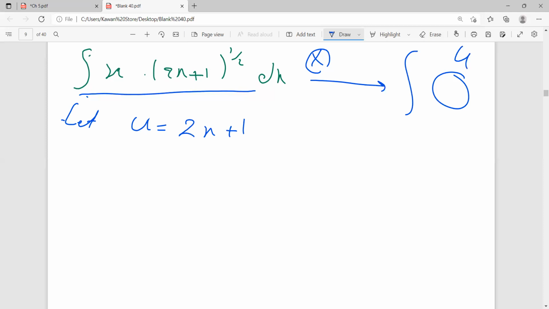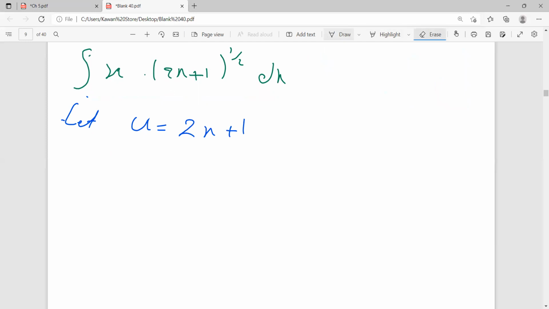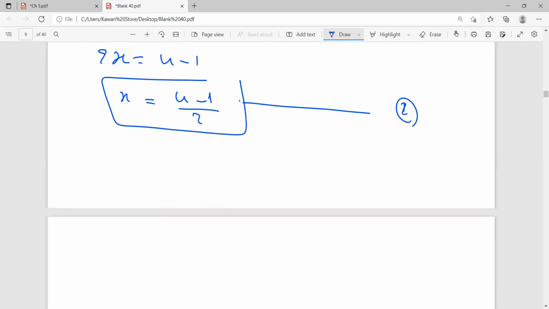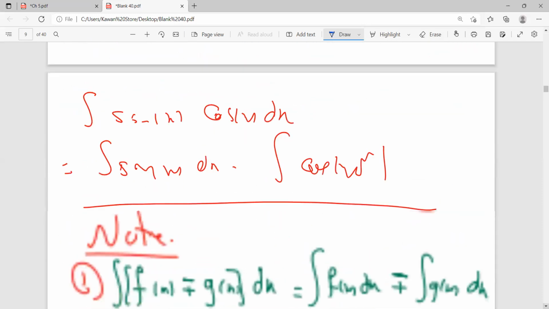So how? Here's an example. I want to change this one, and that one, and that one, all of them. So if u is equal to that one, then x is equal to what? Tell me. Because I want x only. You can say 2x is equal to u minus 1. So x is equal to what? Am I right? This one is first, that one will be the second equation.